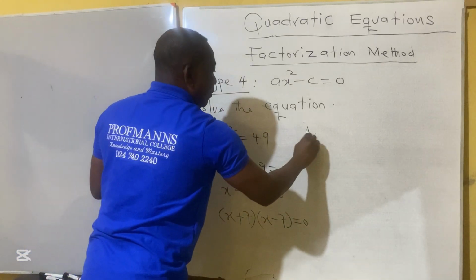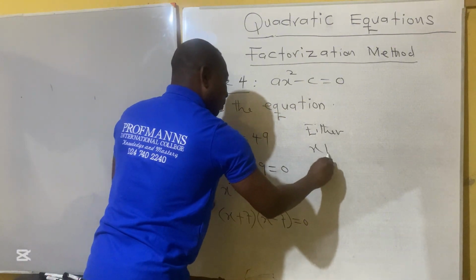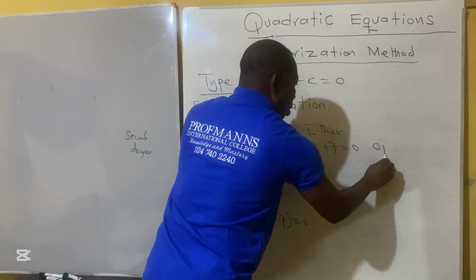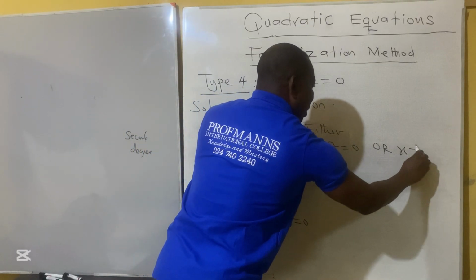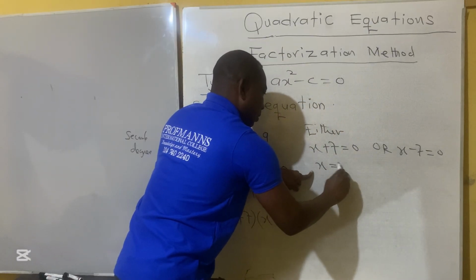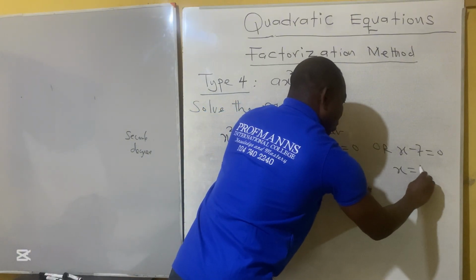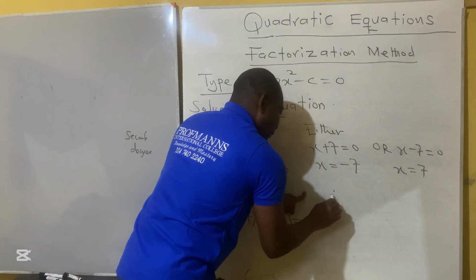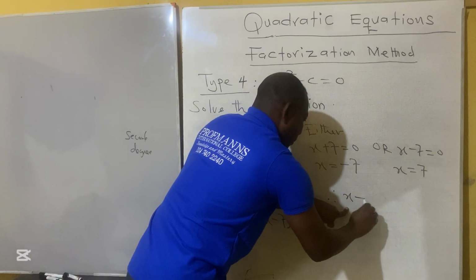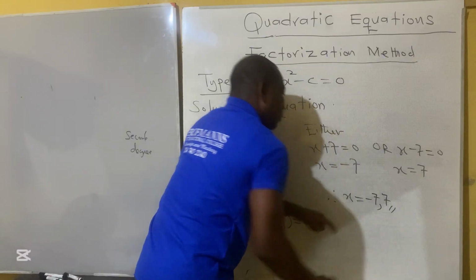So you say either x plus 7 equal to 0 or x minus 7 equal to 0. x is equal to, this becomes minus 7, x is equal to plus 7. Therefore, the roots of this equation are minus 7, 7.